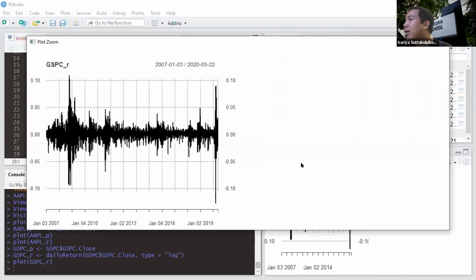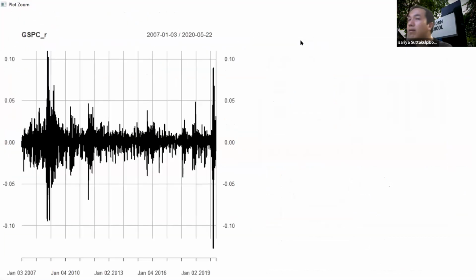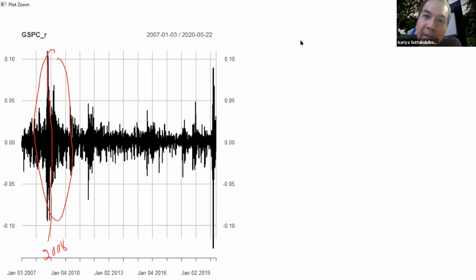This is what it looks like. The effects are even more prominent than Apple. The volatility clustering is very clear, at least to me. You can see that here. This is the financial crisis, 2008. High volatility is followed by high volatility, but the effect kind of dies out. This is the evidence of volatility clustering. Another one here, dies out. Another one here, kind of dies out. Another one here, the big one.